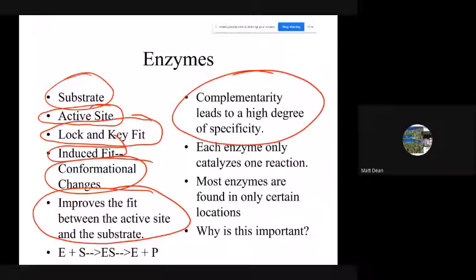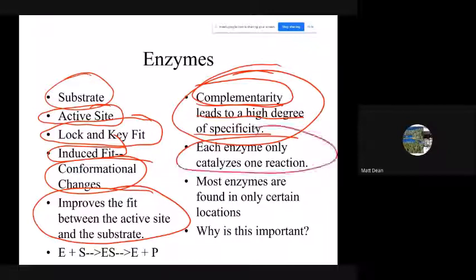This statement really applies to enzymes. Complementarity leads to a high degree of specificity. Sounds really smart, sounds really complicated, but essentially it means because the shape of the active site and the substrate are complementary, each enzyme can only catalyze a very specific reaction. Each enzyme is really only good for one use, one type of reaction. It can do that same reaction over and over again, but it's only good for that one kind of reaction. We see that here. Most enzymes in your body are found in only certain places. You wouldn't want digestive enzymes, for example, in your hand. You want those in your stomach or maybe in your intestines. And they're found there so that different parts of your body take on very specific functions.